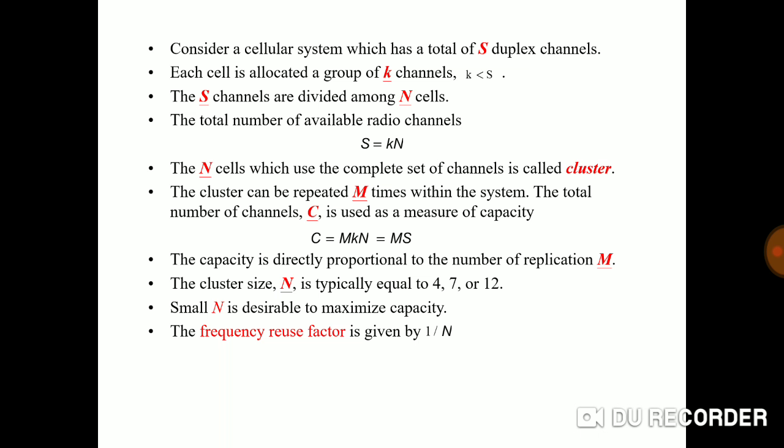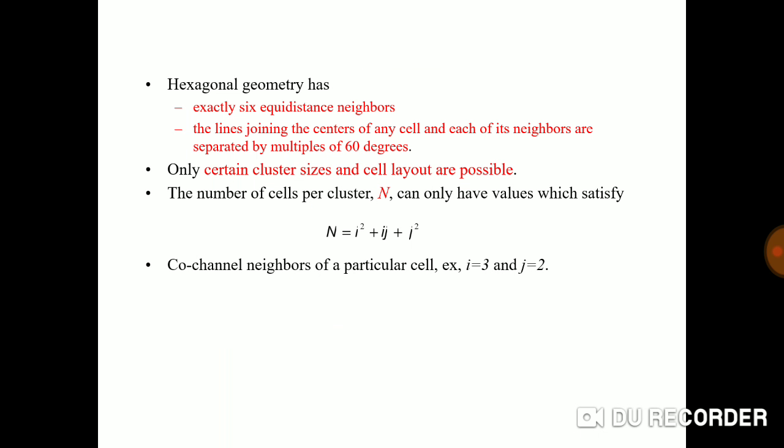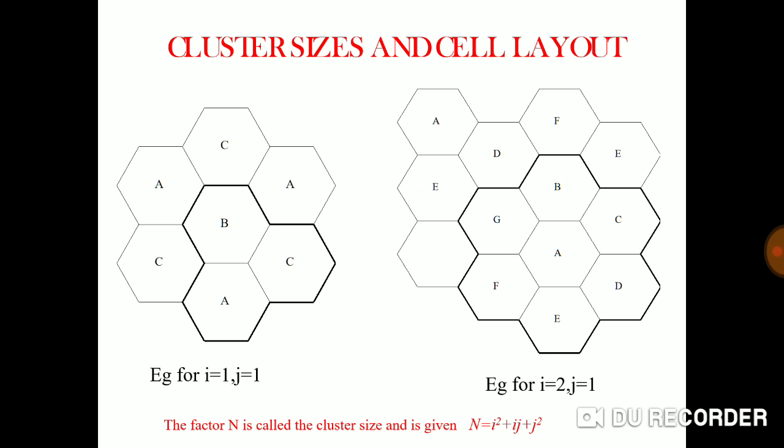We substitute the above equation into the channel capacity. So here the channel capacity is directly proportional to the number of replications of the cluster, that is, capital M. The frequency reuse factor can be simply written as 1/N. The hexagonal geometry has 6 equidistant neighbors. So the lines joining the center of any cell and each of its neighbors are separated by multiples of 60 degrees. So here it seems to have 60 degrees and 180 degrees in the cell sectorizing concept. This is an example of cells. Here we are naming each cell A, B, C, D, like that.